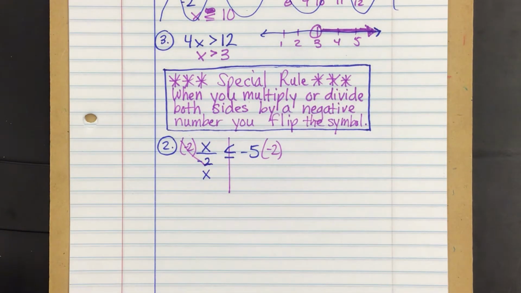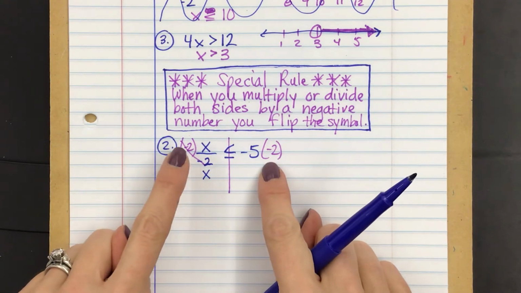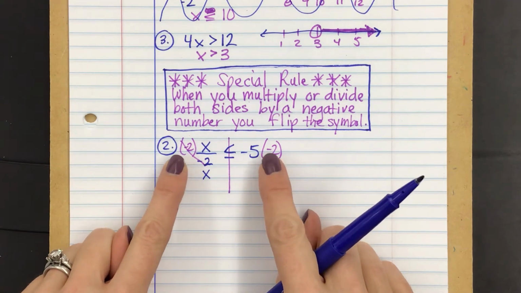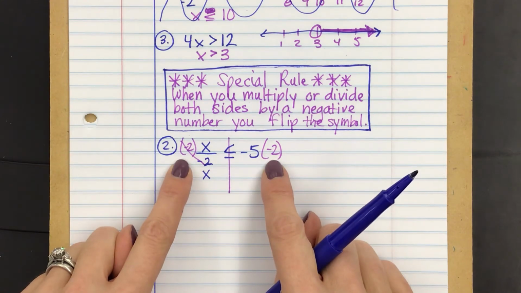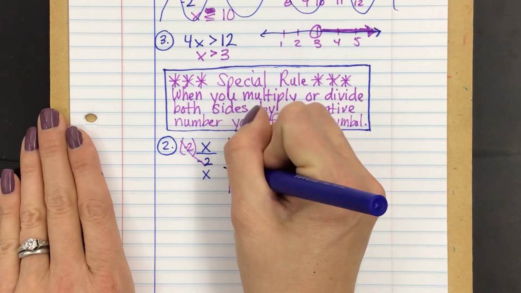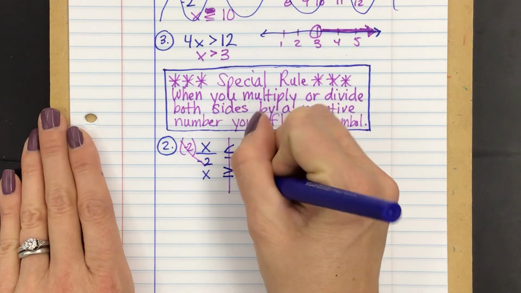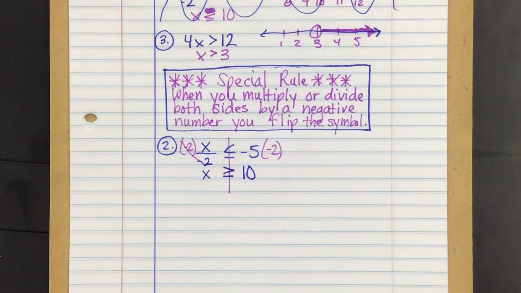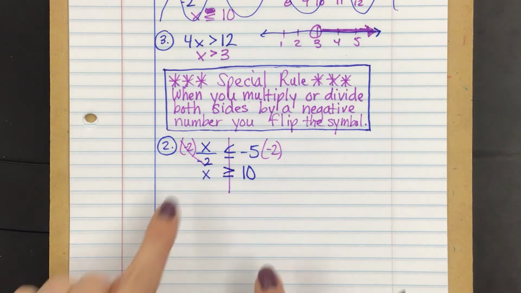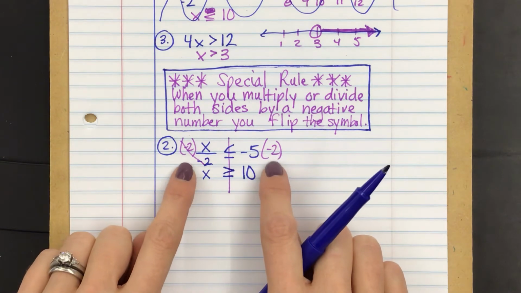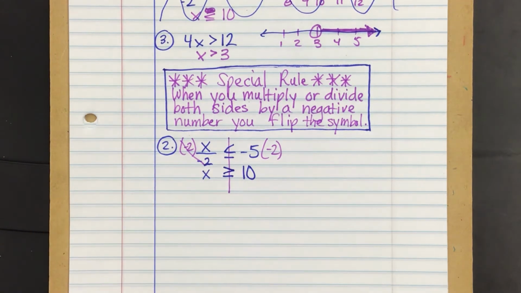Now here's our special rule in action, okay? I just multiplied both sides of this inequality by a negative number. When I do that, I have to flip my inequality symbol the other way. Now, some people get really excited about this rule, and anytime they see a negative in the problem, they want to flip that symbol. But it's only when you multiply or divide both sides by a negative number. So you can have a negative number in the problem, but unless you actually are doing the action of multiplying and dividing something to both sides of that, then it stays the same.